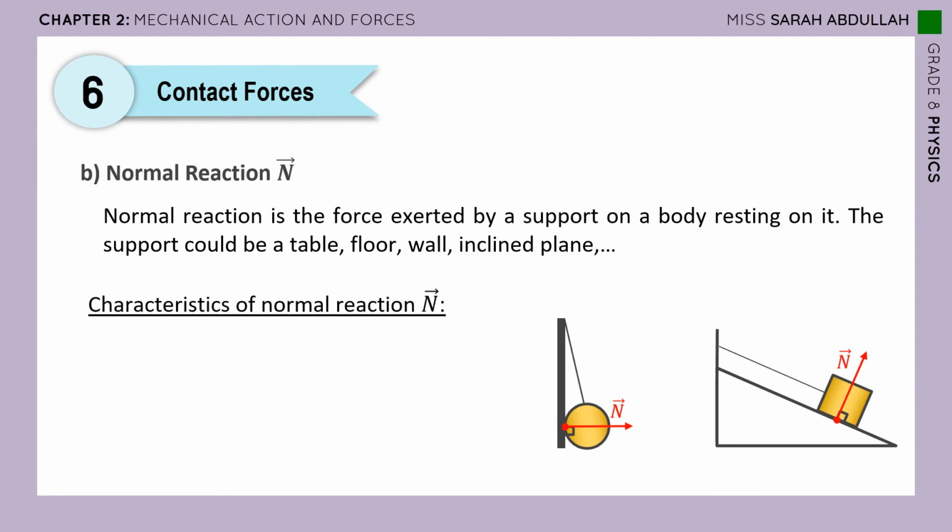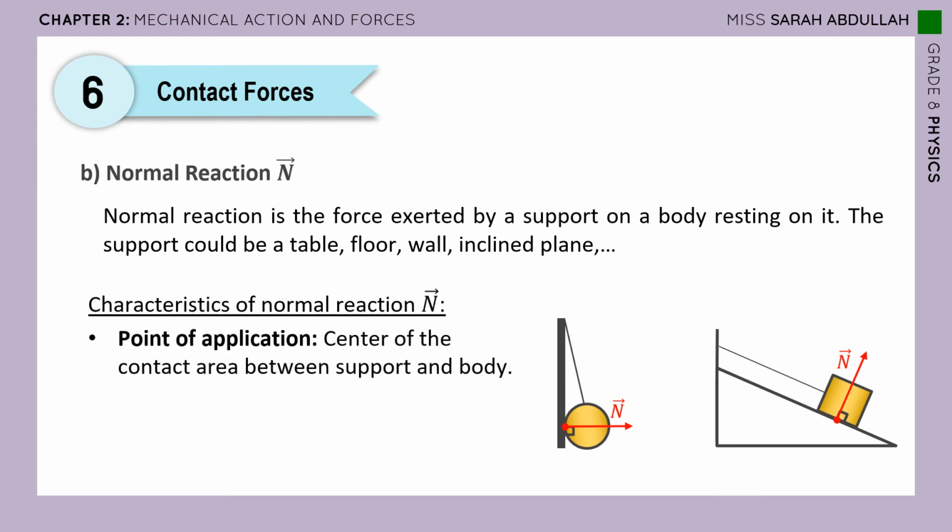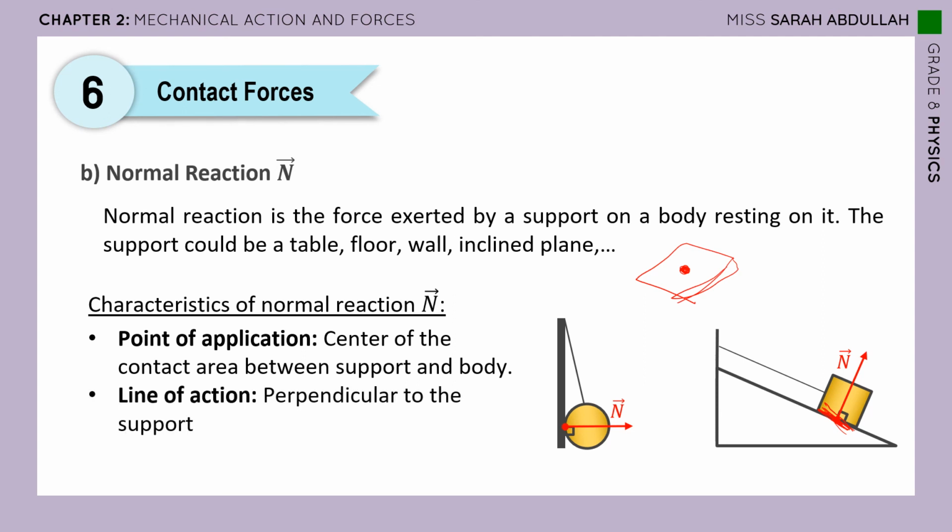So if you want to write the characteristics of normal reaction, the point of application is the point of contact, but sometimes there is no single point of contact. Sometimes there is a surface of contact. See, in this case, we have a surface. This is the contact surface. It's like a square. So the point of application should be the center of this surface. So it is the center of the contact area between the support and the body. The line of action is perpendicular to the support. It's always perpendicular to the support. And the direction is from the support to the body.